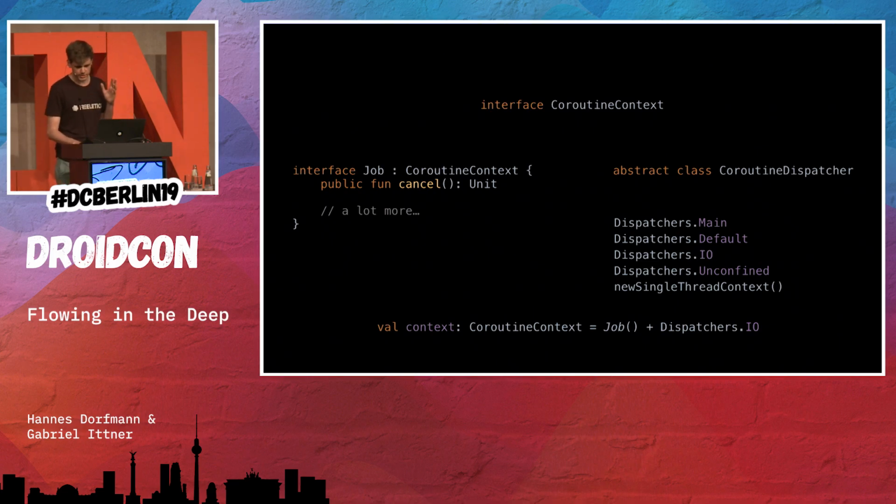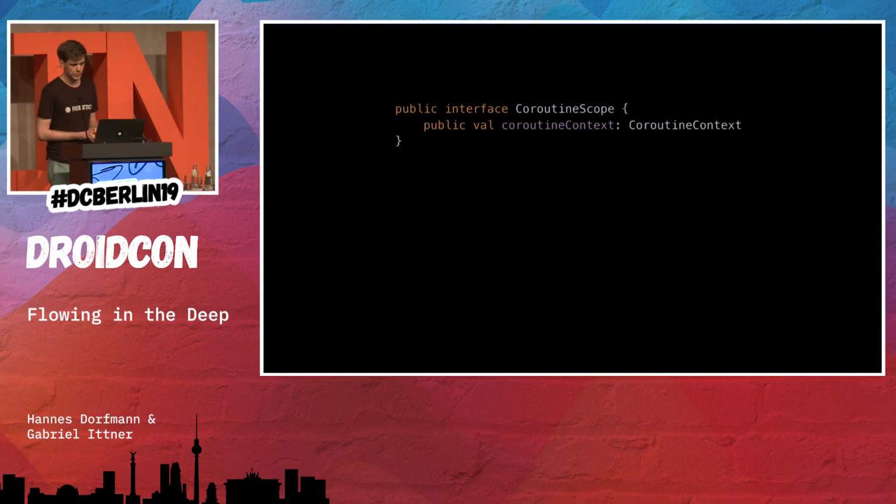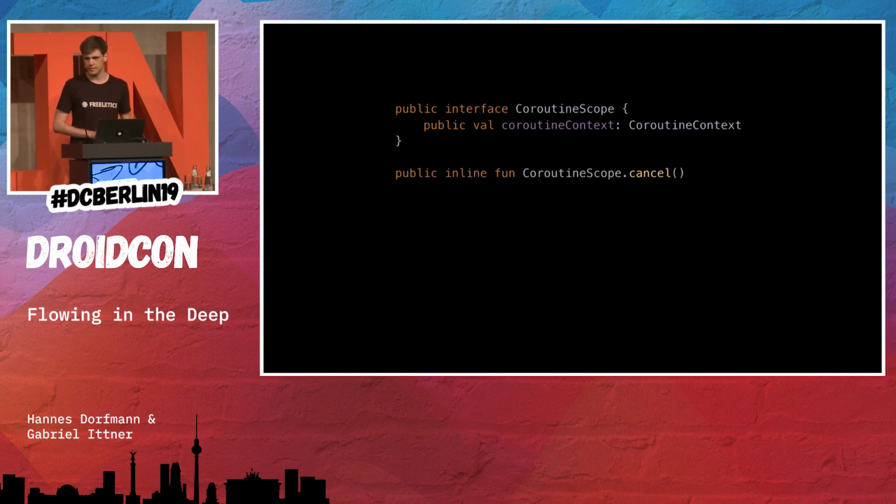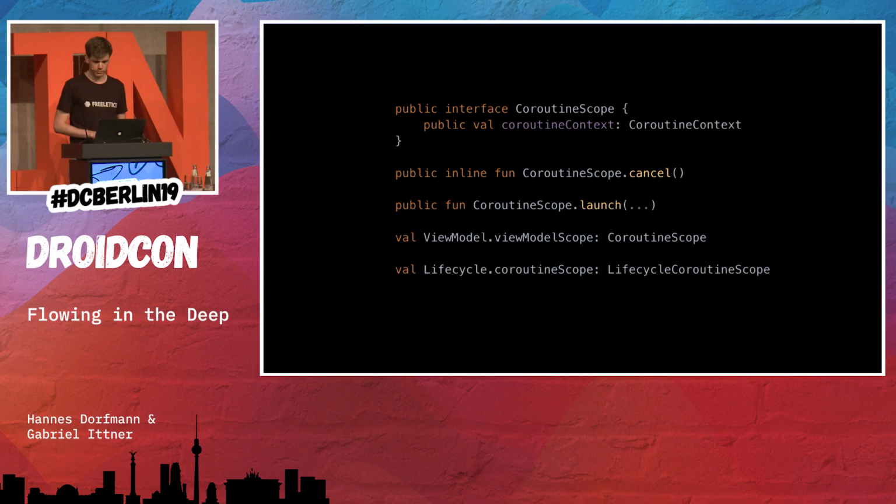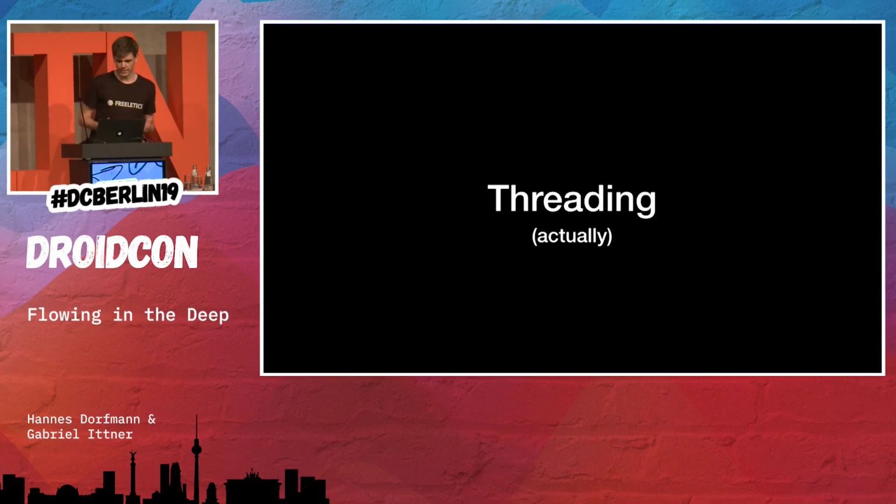The second concept is the coroutine scope. It basically just holds a reference to a context, and that's the interface itself. It has a bunch of extension methods on it. So for example, there's cancel, which will then just cancel the job inside the context of the scope. And the other one is launch, which we already saw. There are two baked-in scopes already in the AndroidX KTX libraries. There's viewModelScope, which Hannes already showed. It uses the main dispatcher and a job that gets canceled in onCleared of the view model. And the other one is on lifecycle, which also uses the main dispatcher, but it gets canceled in the onDestroy of the lifecycle. So let's look actually at threading.